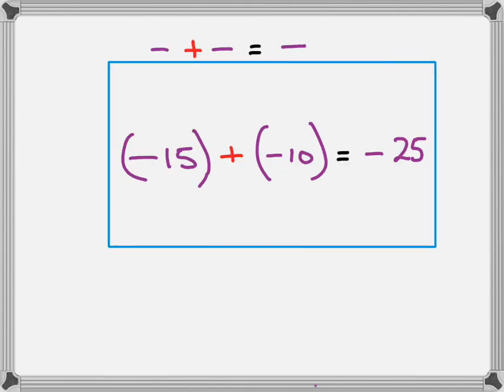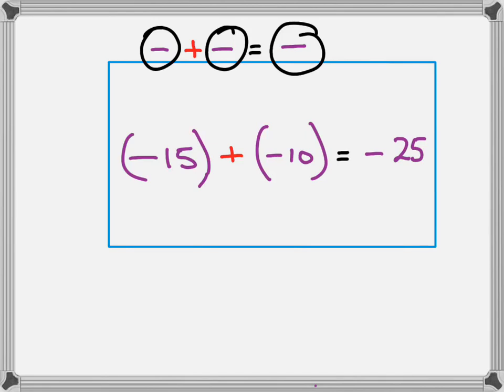Now let's look at this one. We have a minus plus a minus is still going to be a minus. That's a rule to remember so that you don't get yourself into a panic when you see a thing like we've got down here. This is still a sum because it's got a plus sign. But we are on the negative side of the number line. We are at minus 15 and we are plussing minus 10. Ha! So your rule up here at the top is a minus plus a minus is going to end up as a minus.